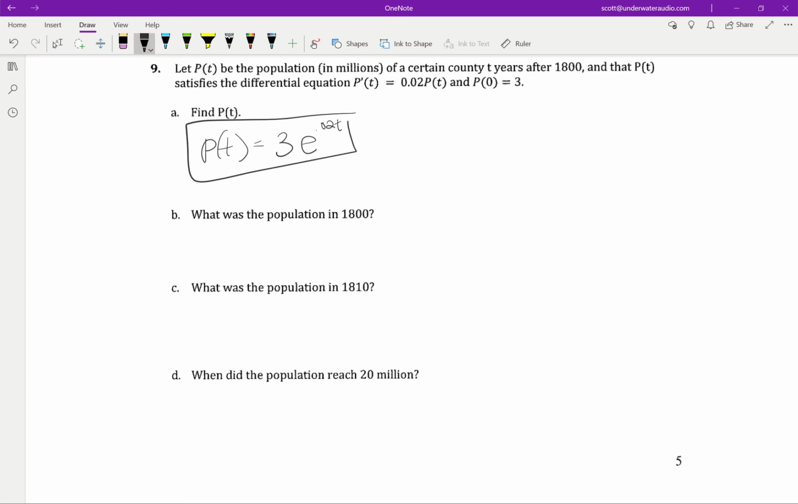Part B. What was the population in 1800? So this is kind of a weird thing. I'm letting t be years after 1800. So if I put t equals 0 in, I already did that. P of 0 equals 3. So it's just 3 million.